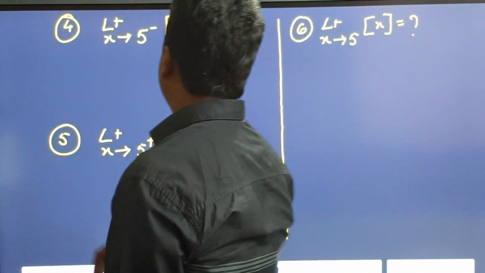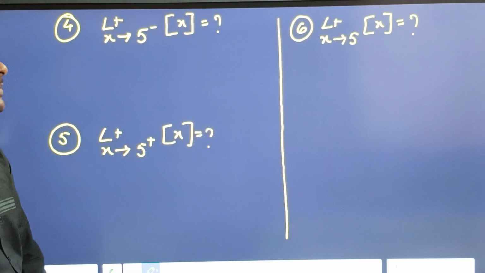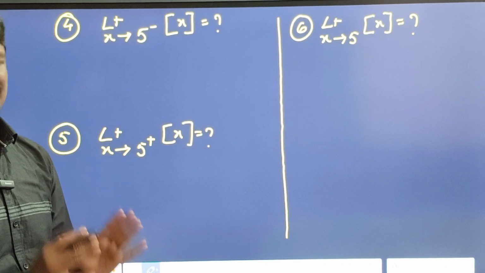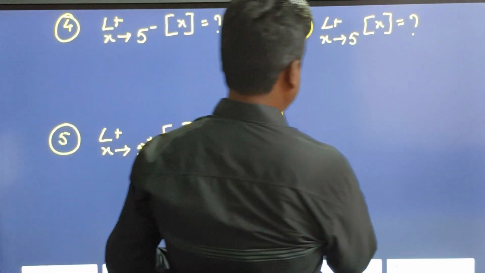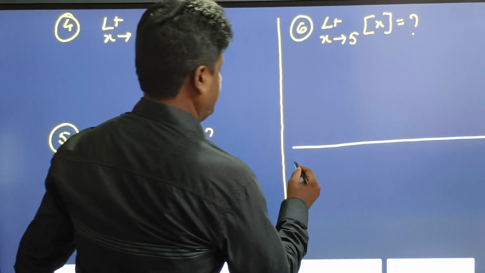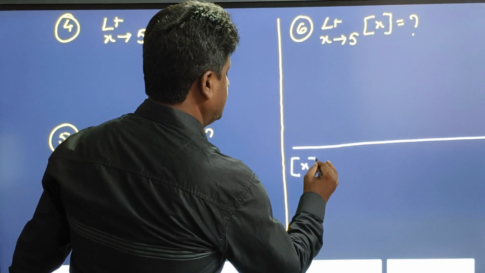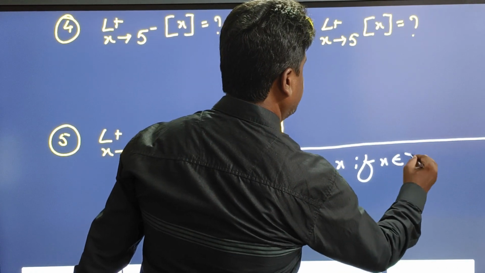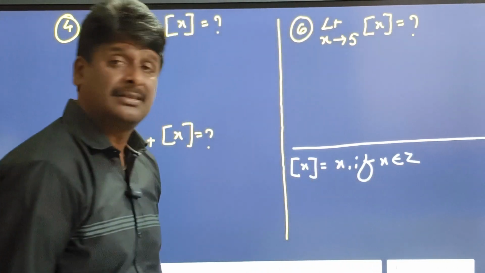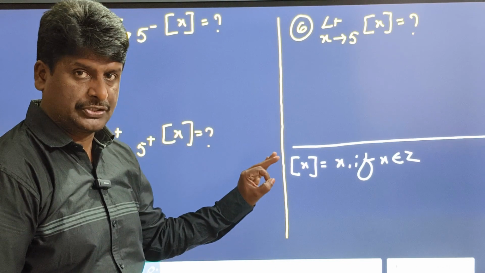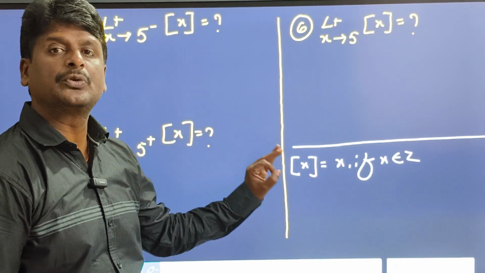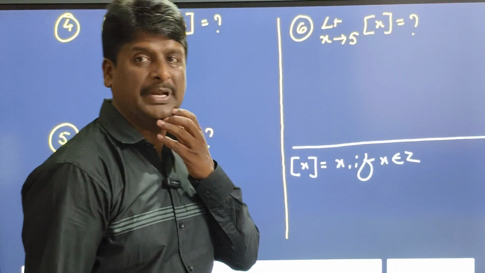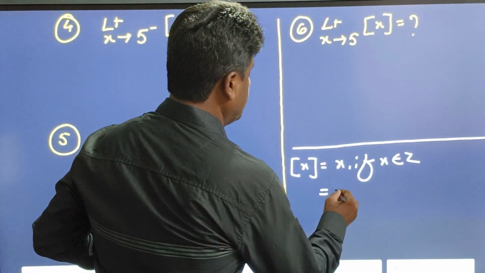Next, problem number 4. Limit x tends to 5 minus step x. First let us discuss step x. Step x is equal to x if x belongs to Z. That means step of 5 is equal to 5, step of 2 is equal to 2, step of minus 10 is equal to minus 10, whenever x belongs to Z.